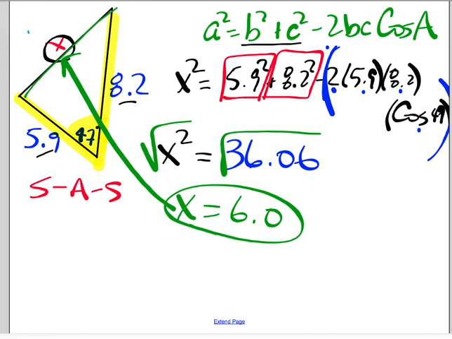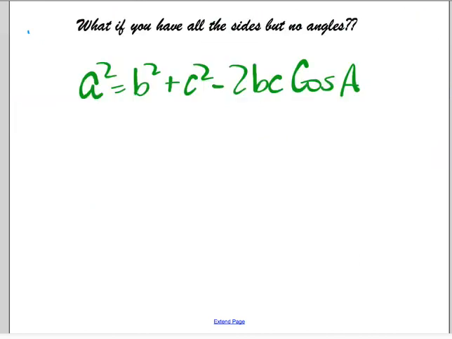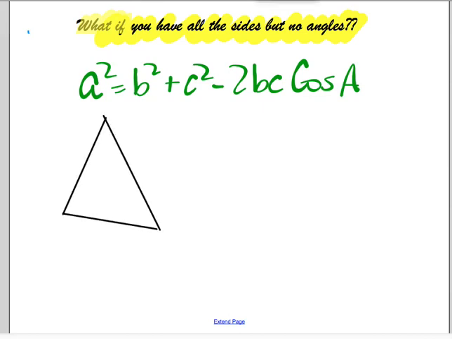There's another issue that we have to deal with in the cosine law, and it is this. What if you have all the sides, but you don't know any of the angles? What if you have this situation right here? Okay. For example, if you had a triangle like so, and you knew this was 5, and this was 6, and this was 3, let's say, and you wanted to find out what that angle is.